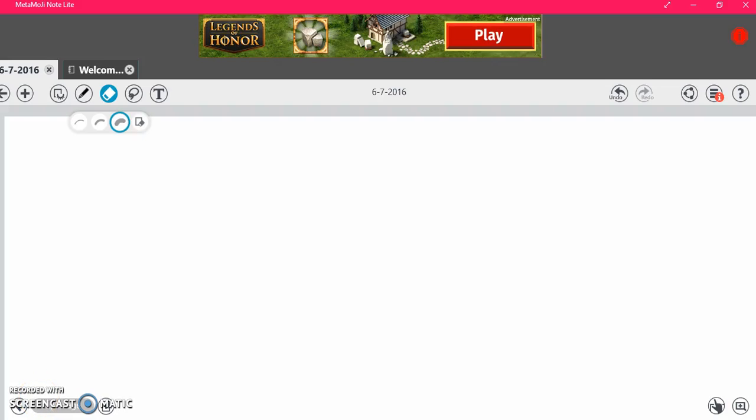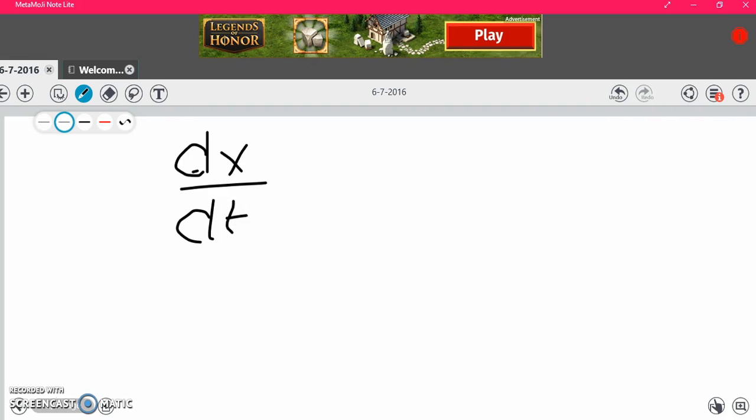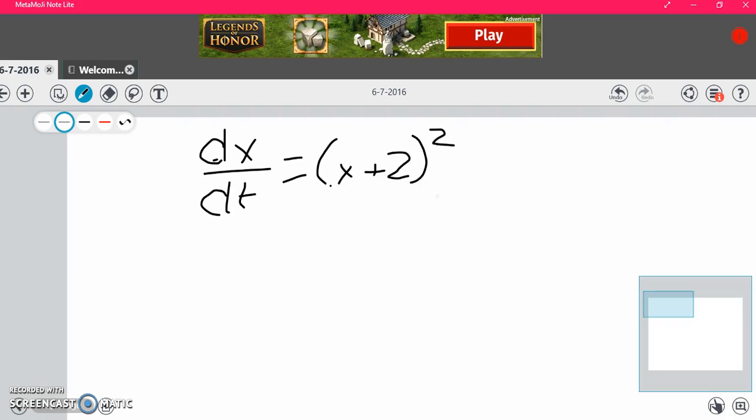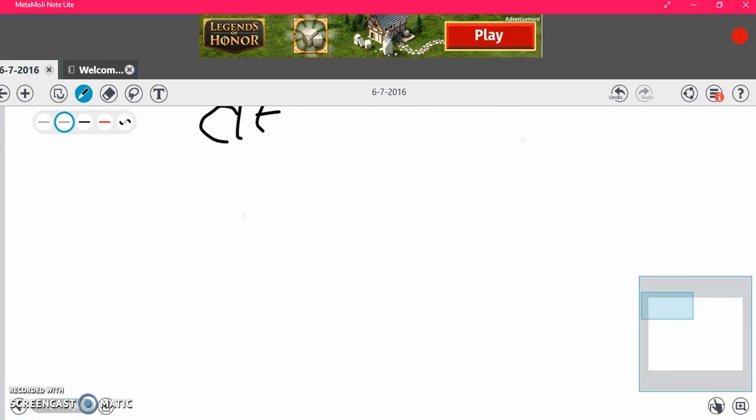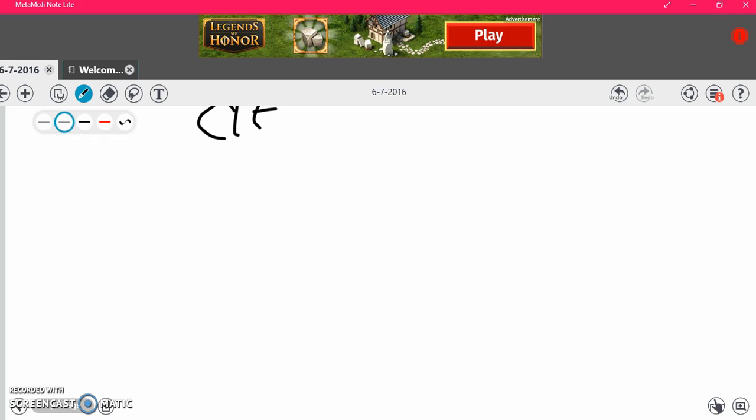Alright, so this is problem 6 of the WeBWorK. So the original function we have is dx/dt equals (x plus 2) squared. Okay, so now let's go a little further into that.